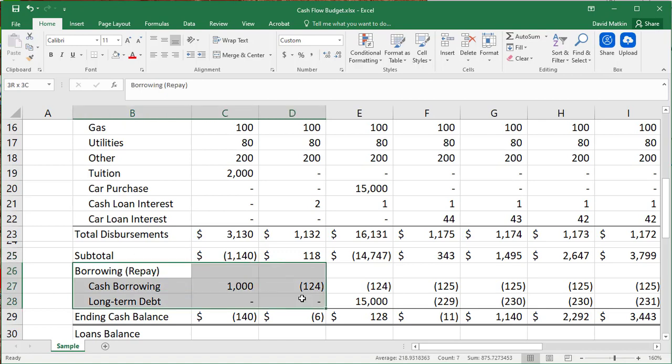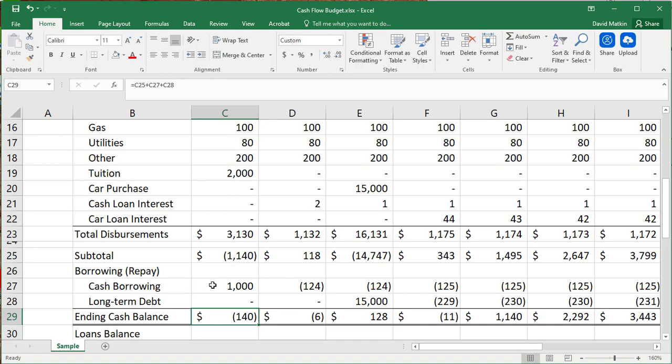Then we deal with any borrowing. We're going to have to borrow some cash to make it through, and we didn't borrow enough because this person still has $140 in the hole. And so in the next video, I'll talk about how I deal with that.